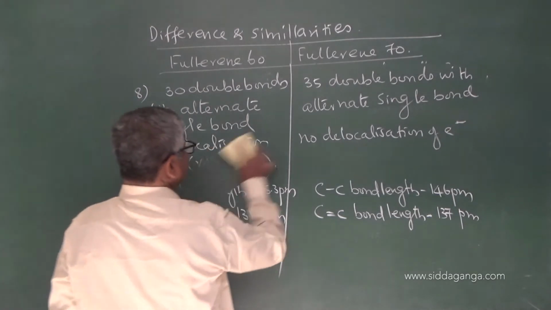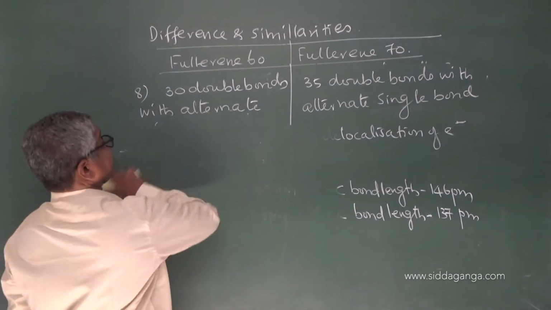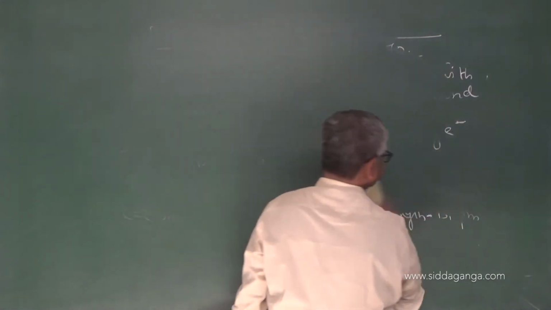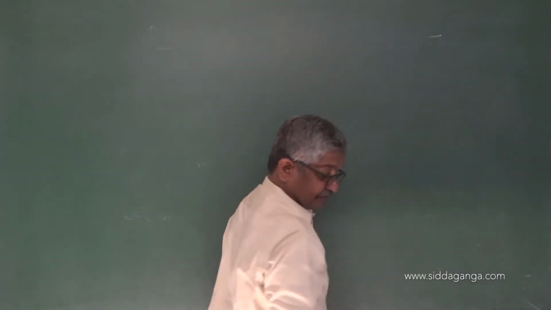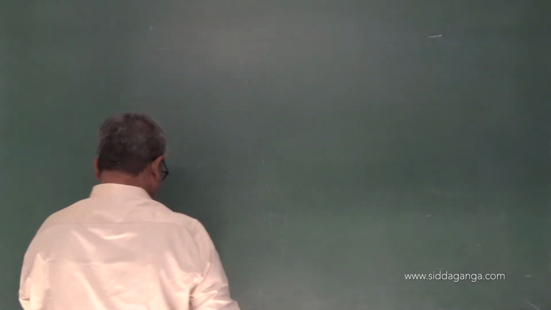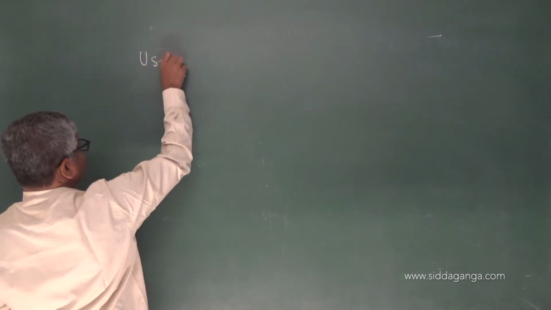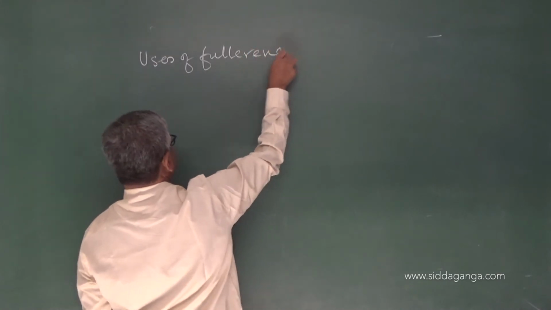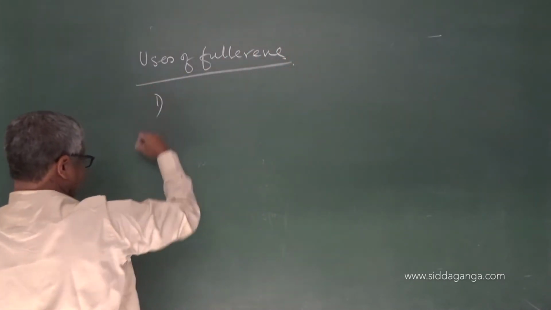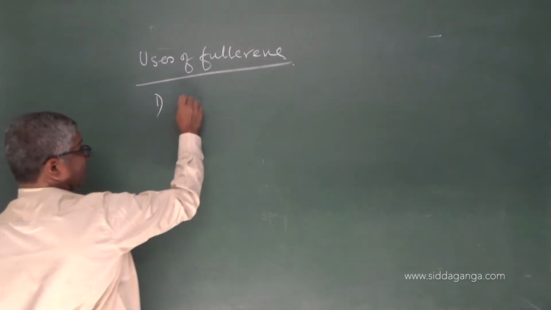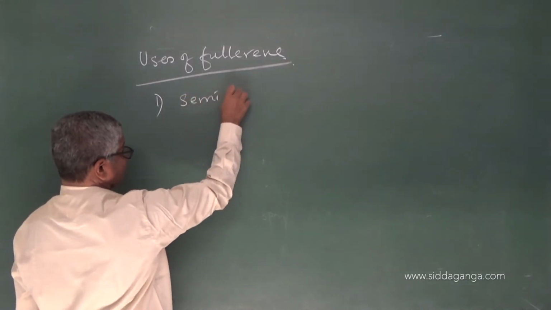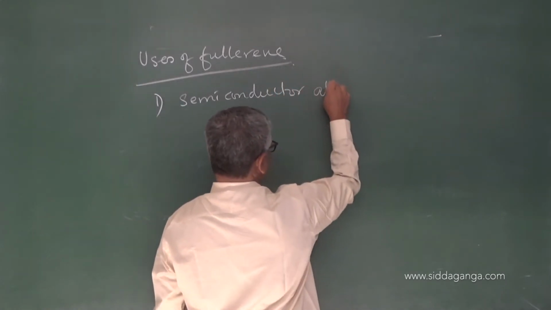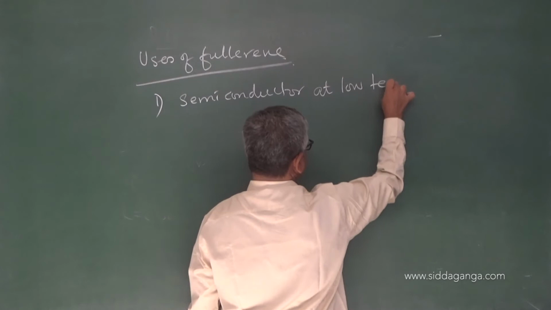So now next, the uses of fullerene. First, it is used as a semiconductor at low temperature.